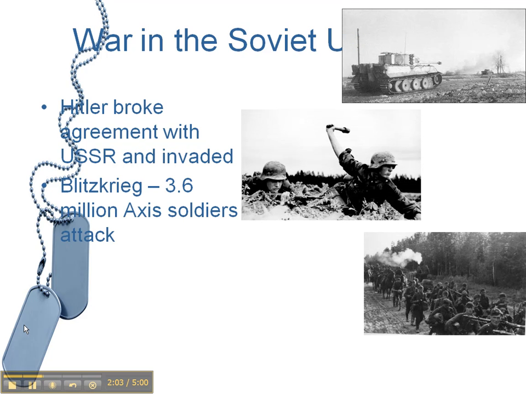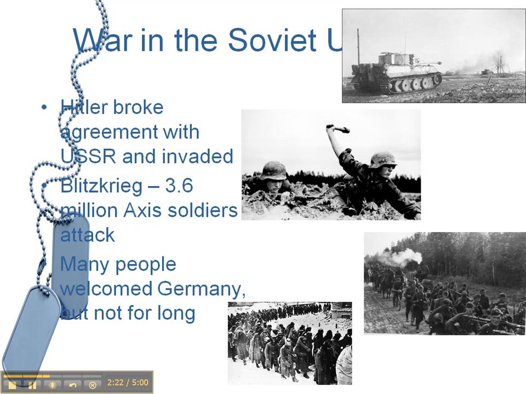They used, of course, the Blitzkrieg, the quick-moving army, to invade Russia. 3.6 million soldiers from the Axis, made up of the Italians and the Germans and Austrians and Czechoslovakians, all moved into Russia. The problem was Russia has not treated its people very well, the Soviet Union, so lots of people were really happy to see the Germans come. They were happy to see the Germans take over their area.